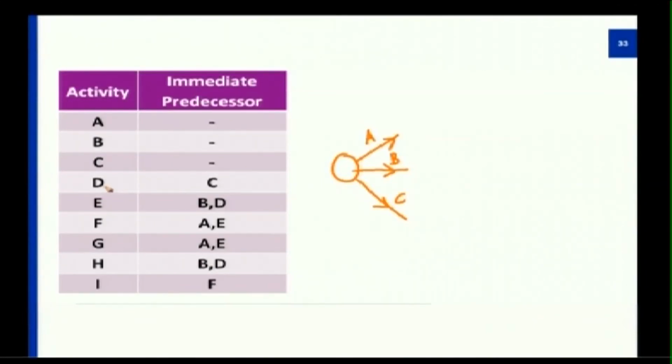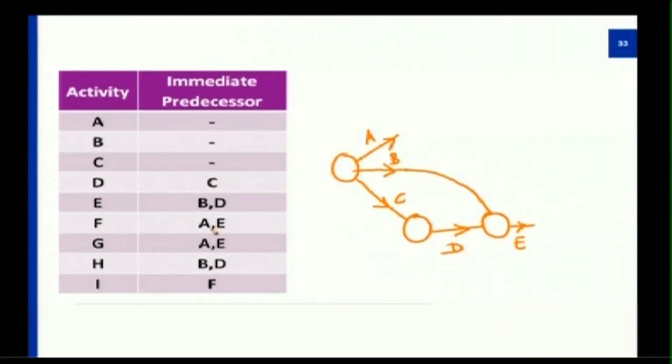To start with D, C should be complete. So somewhere C will be complete, then I start with an activity of D. To start with E, B and D together should be complete. So B is not the only activity that has to be complete. B and D I am closing together, and that makes it the beginning of E.